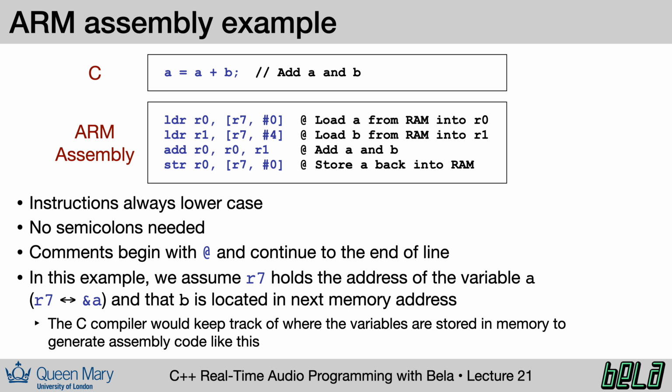In this case, we have 2 load instructions, an add instruction, and a store instruction. The load instructions retrieve A and B from RAM and put them into registers R0 and R1. The add instruction then adds R0 and R1 together, storing the result in R0. Finally, the store instruction stores R0 back into RAM at the location of the variable A. We'll come back shortly to the format of these instructions.